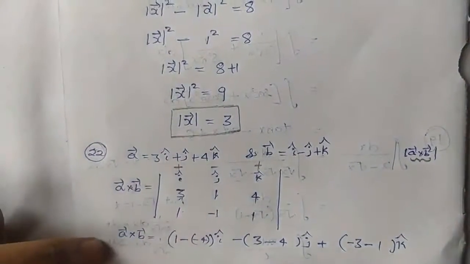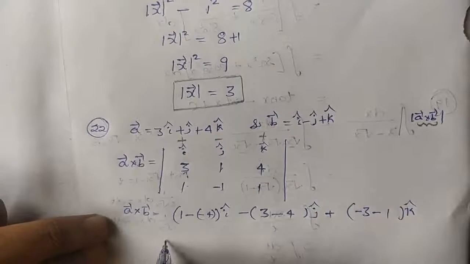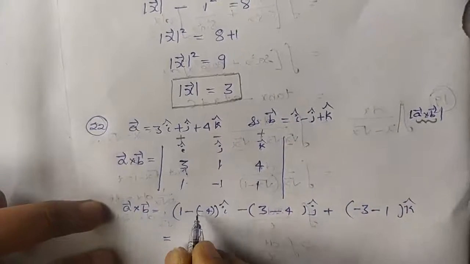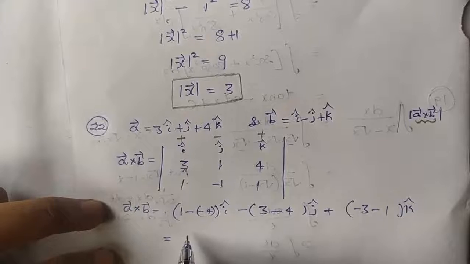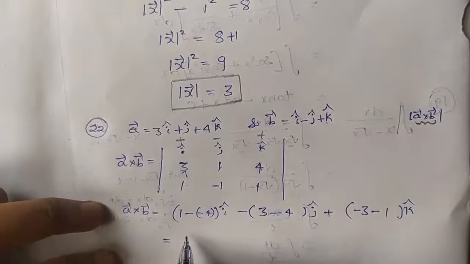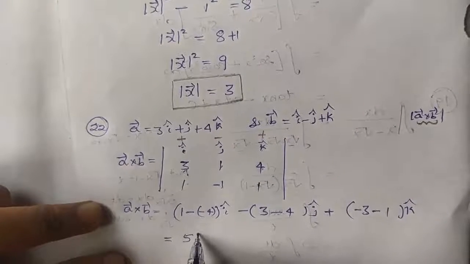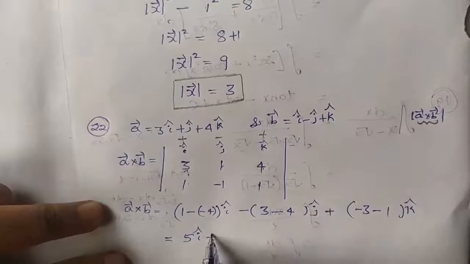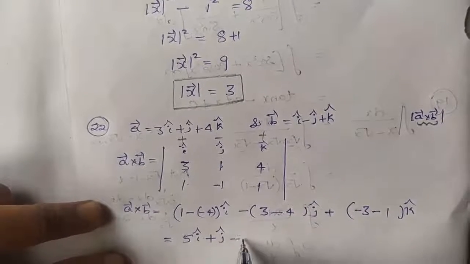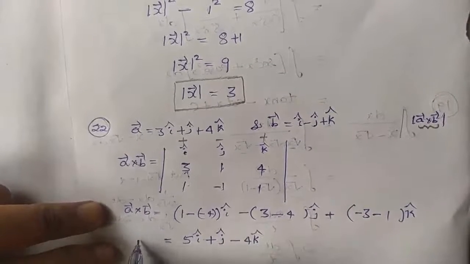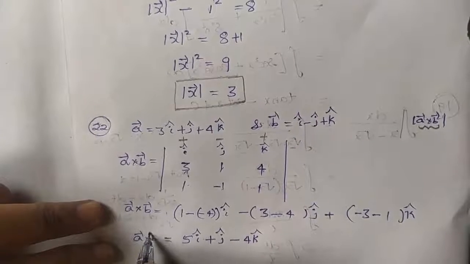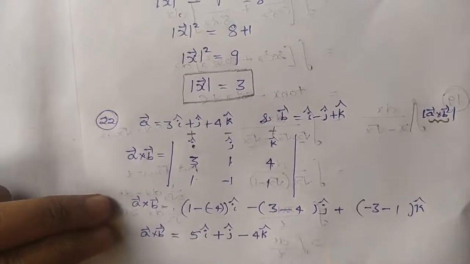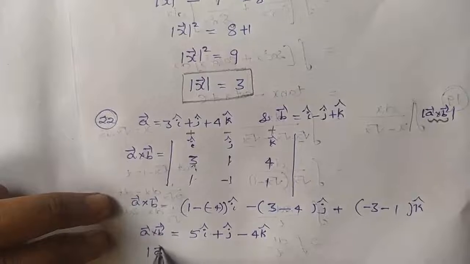Now simplify it. That is equal to 1 minus of minus 4 is plus 4. 4 plus 1 is 5. So 5i, plus j minus 4k. That is a cross b. Next, find out the magnitude of a cross b.